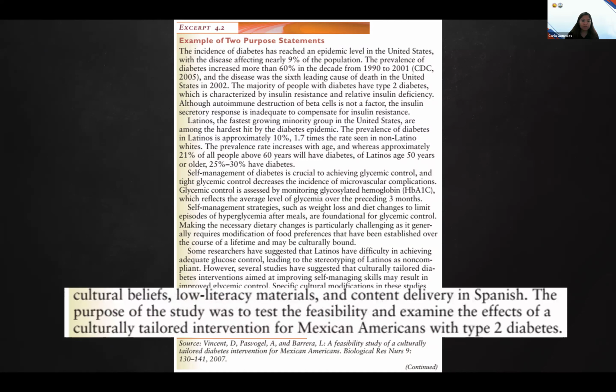The purpose of the study was to test the feasibility and examine the effects of a culturally tailored intervention for Mexican Americans with type 2 diabetes. It's very easy to identify because it is usually stated as the purpose of the study. The term purpose is already there, so you can easily identify them.